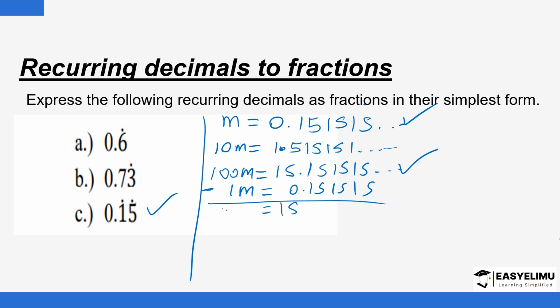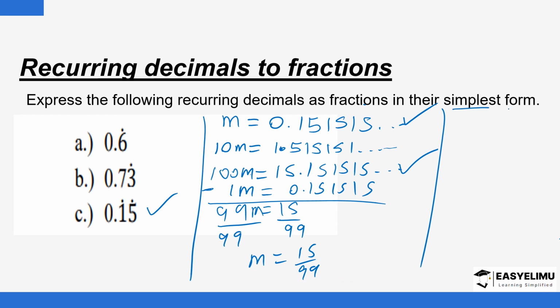And this is 99. So 99m is equal to 15. So you divide both sides by 99, and so you have m is equal to 15 over 99. So you see both numerator and denominator are divisible, because now you have to simplify to the simplest form of that fraction. You have to give the answer in its simplest form. So you divide both numerator and denominator by a number that is possible. Both of them are divisible by 3.